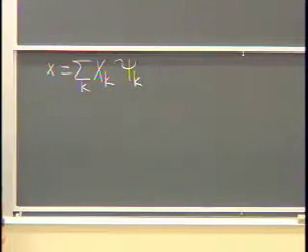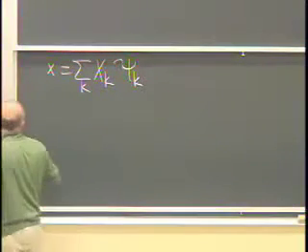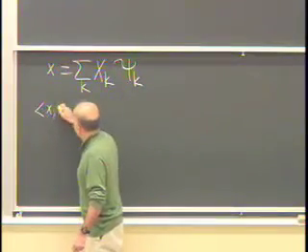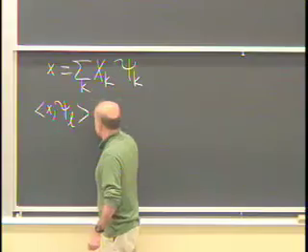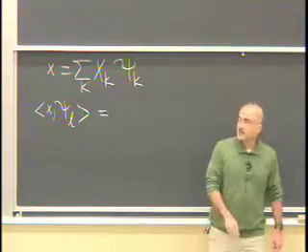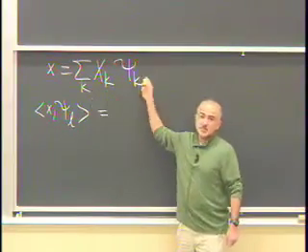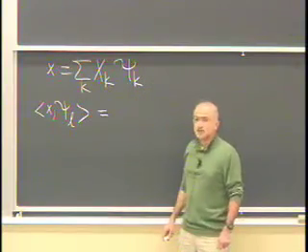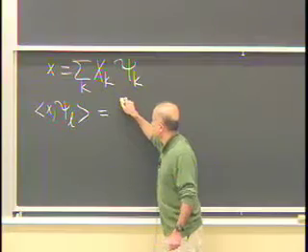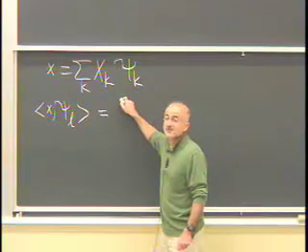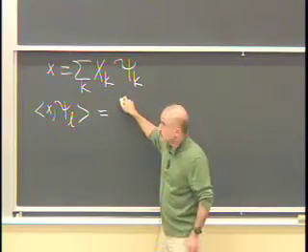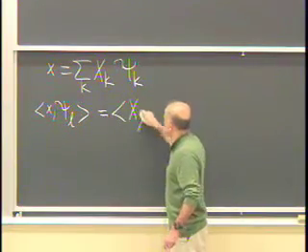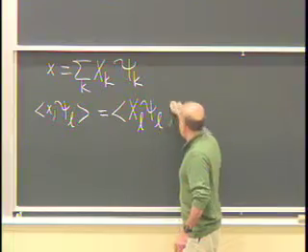Inner product with one of these functions. So let's say I take the inner product with the Lth term. Then on the right-hand side, how many terms are non-zero? Which one? The Lth one. So on the right-hand side, you'll have x_L psi_L.